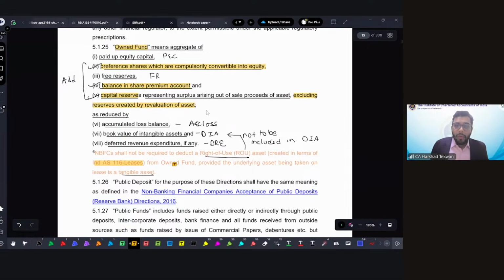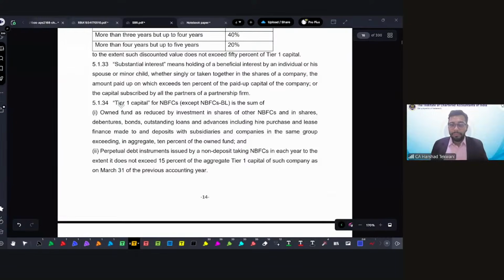Now we are going to understand one more important concept with respect to the capital only. We discussed own funds. We discussed net own funds. Now we will discuss tier 1 capital for NBFC, except for BL. Why? Because in BL's case, we will see what is different. We will see in some time with respect to the BL. But except for BL, what is tier 1 capital? Tier 1 capital is nothing but your net own funds.